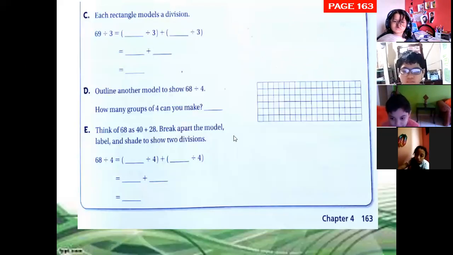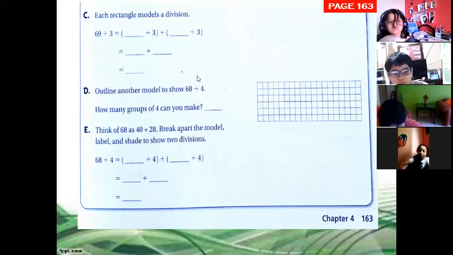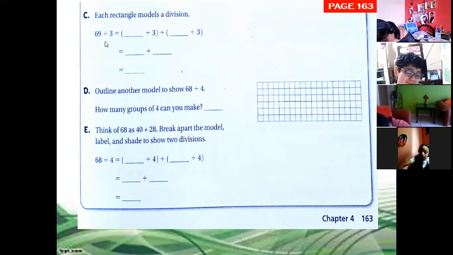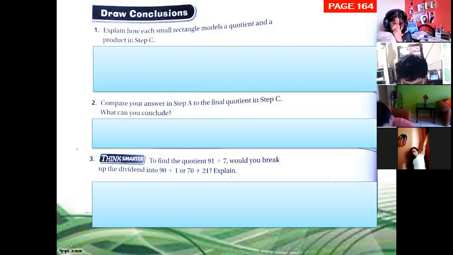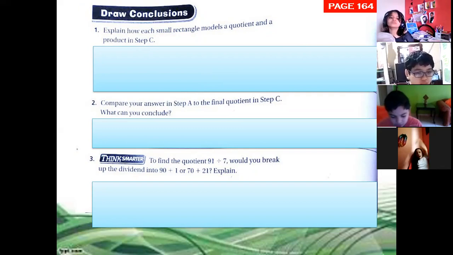Next page. Each rectangle models a division. Oh no, but with this one we already did it. Now, next page. Page 160.